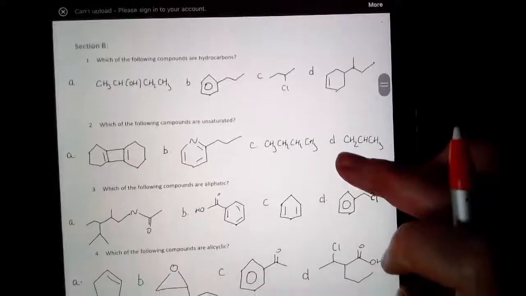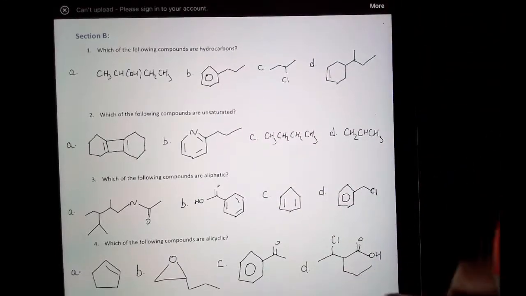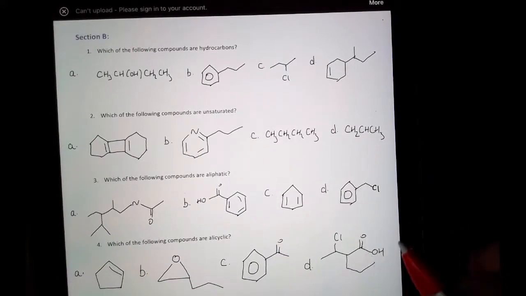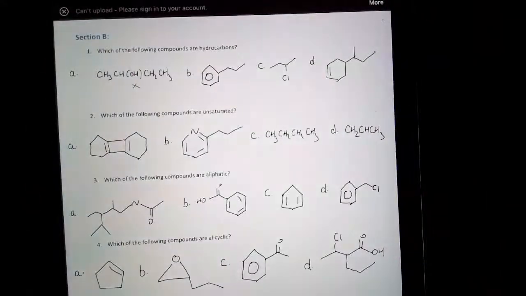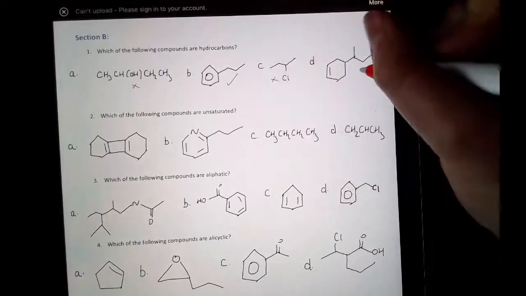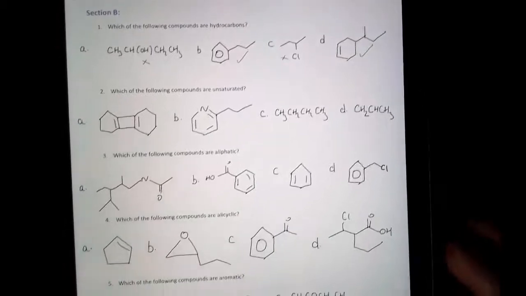So moving on now to section B, this is where I ask you to apply the terms that we've defined in section A. So the following, which of the following are hydrocarbons? We said they should only contain carbon and hydrogen, which means A cannot be because it contains an oxygen. B is a hydrocarbon. It doesn't matter, it's got a benzene ring. If it's only got carbon and hydrogen, it's going to be a hydrocarbon. C's got a chlorine, so it's not. D only got carbon and hydrogen, so D is a hydrocarbon.